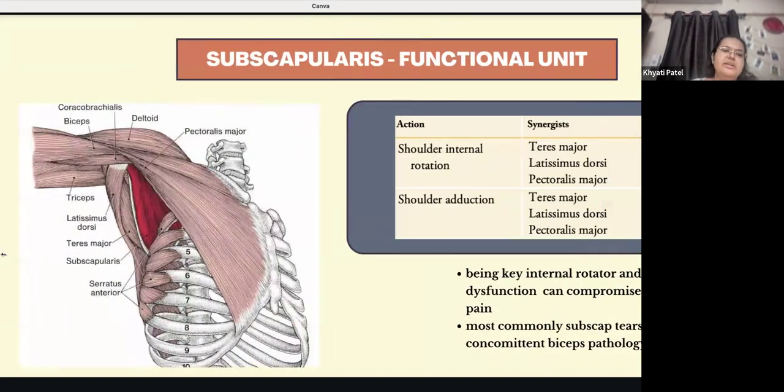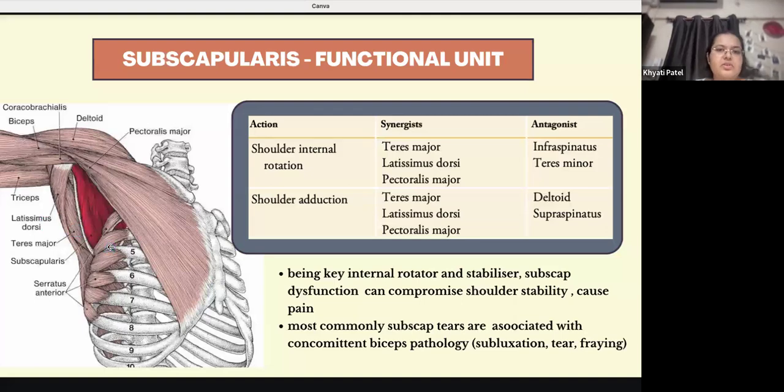So this muscle is located deep inside, so it is a little difficult to reach with ultrasound, but we'll discuss it later, how to see it on ultrasound. Now coming to the action, internal rotation and adduction. The synergists and antagonists are given in this table.